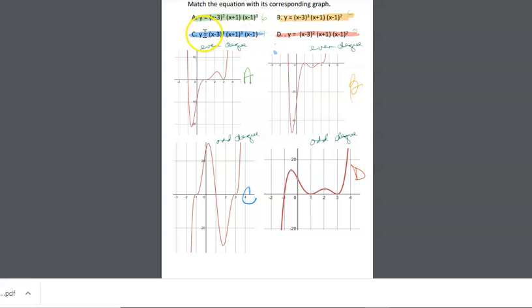Go down here. Looking here, I see that I have an odd degree with a positive leading coefficient. So my arms are going to go down and up, down and up. Okay, so let's see what we have. Look what I have here. At x is 3, I have a triple root. Bingo. Triple root, only a double root. This is C, this is D.